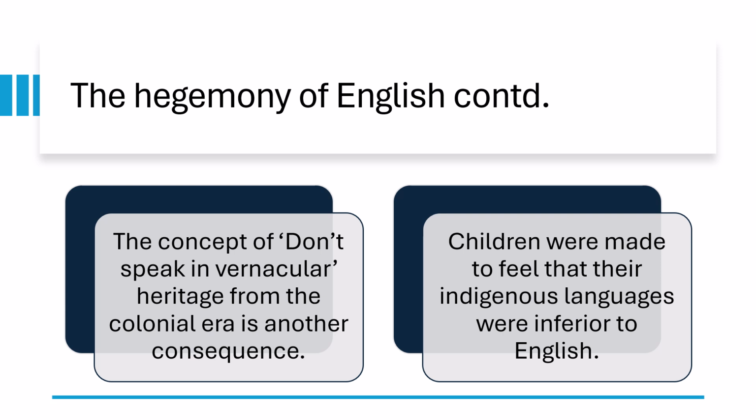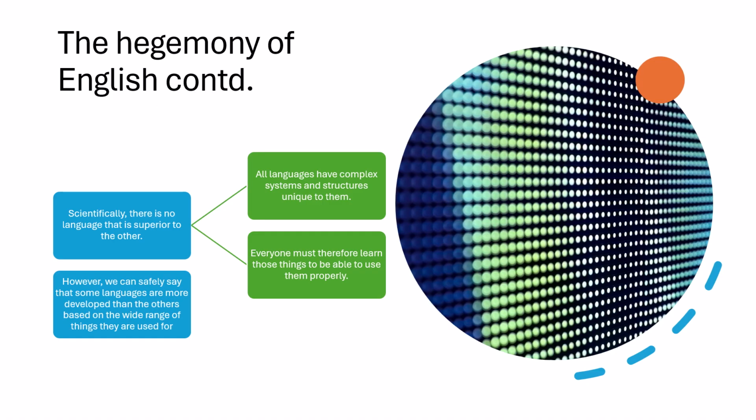So this is very important, that there's no science that says the English language is superior to any language. Yes, it may be more developed if the other language is not being used for many of the things that science or other things require. It may not be as developed as that, but it doesn't mean that it is less. So this is very important that we take note of as we go along. Scientifically, there's no language that's superior, like I've said.